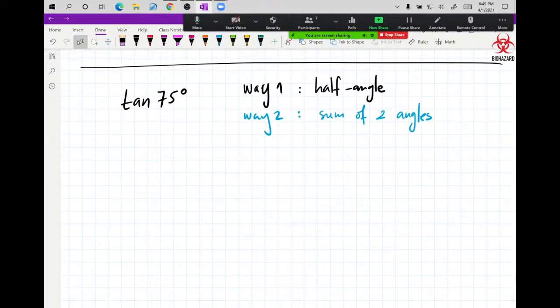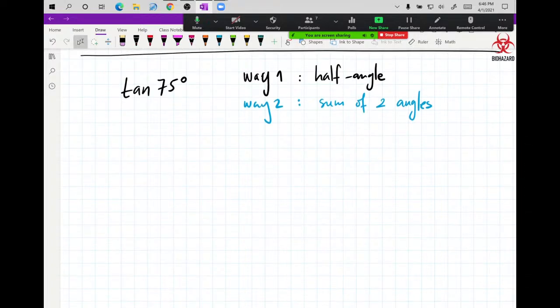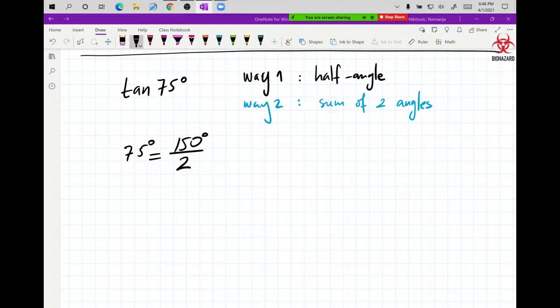All right, let's take a look. So half angle should be fairly straightforward and simple, right? So that's the first one. So what do we have? We have 75 is equal to half of 150. And 150 is an angle that we can compute for tangent, right? Degrees. 75 degrees is this one.